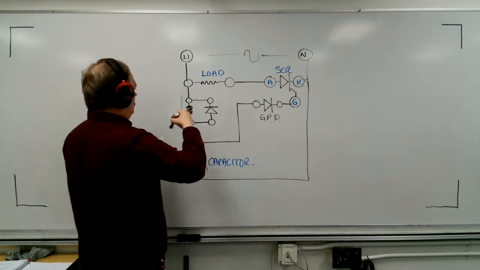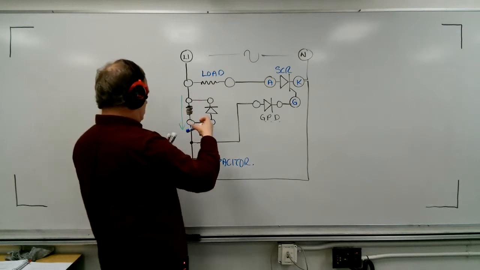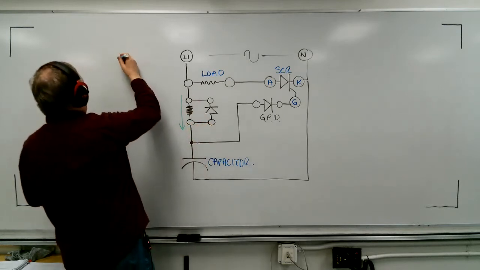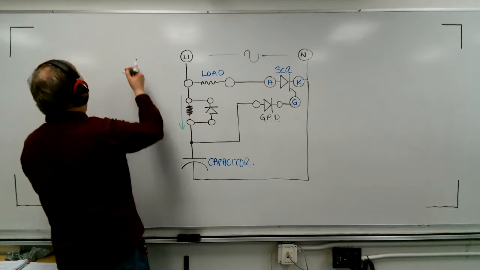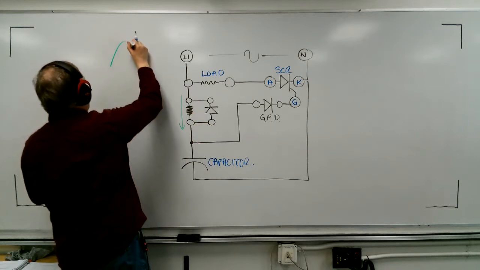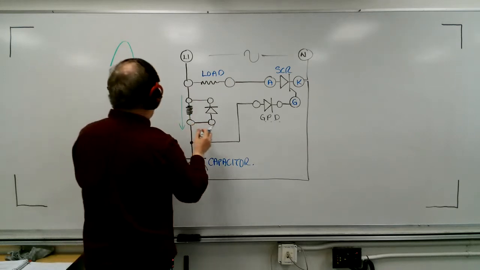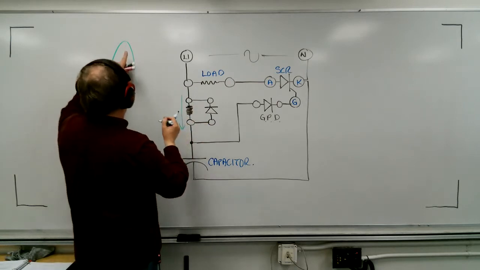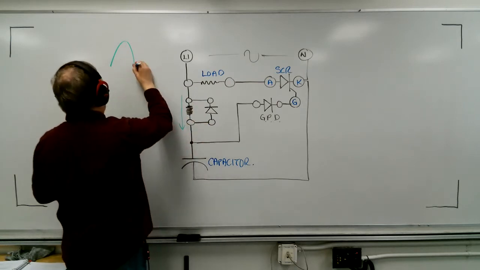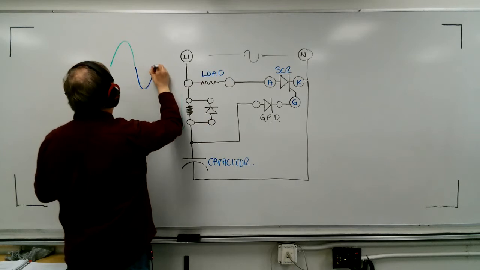Now realize, I'm going to draw it in 2 colors here so we can see it. This is going to be this alternation. Okay, so I'm drawing you the current in green. This is what the current's going to do during this alternation. And then when we get to the other side, I'll draw the current with blue.